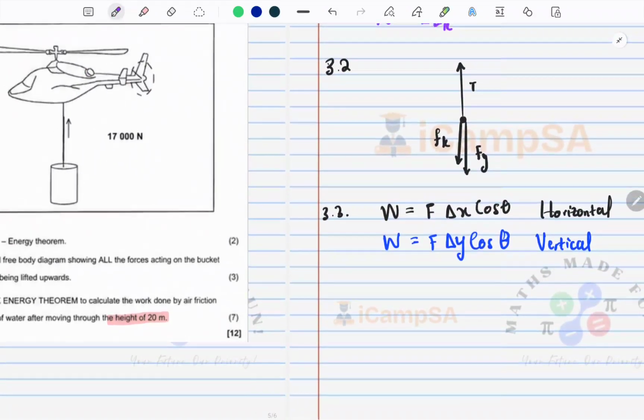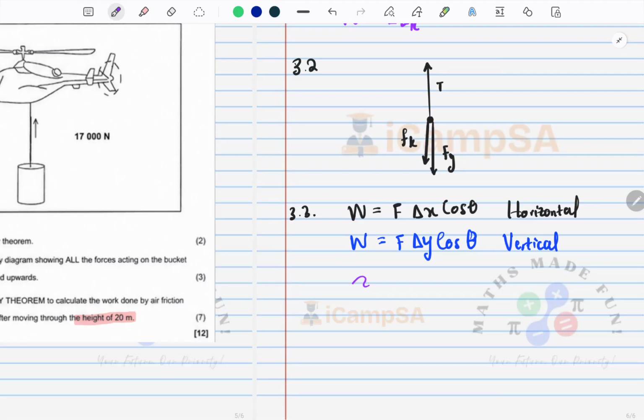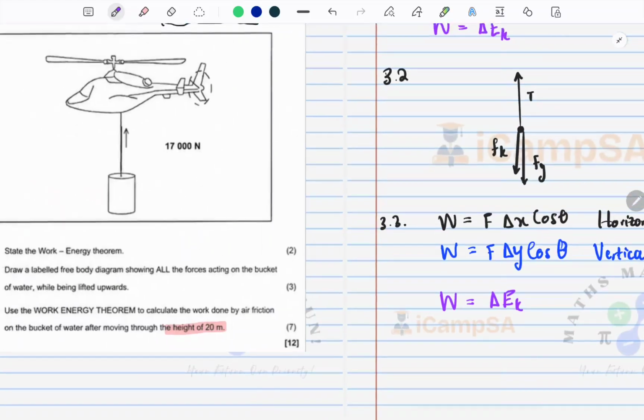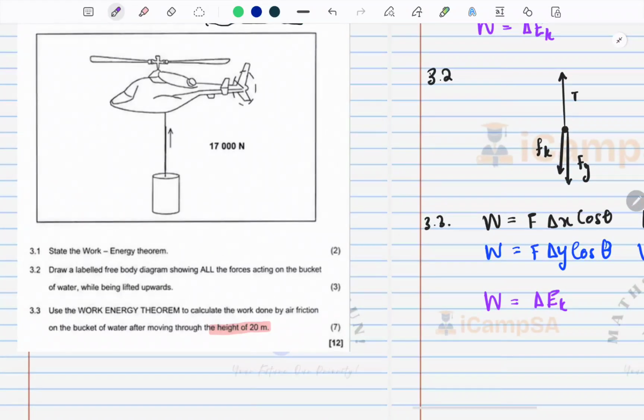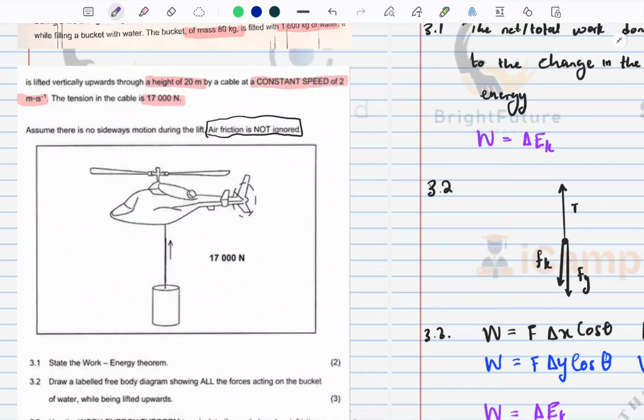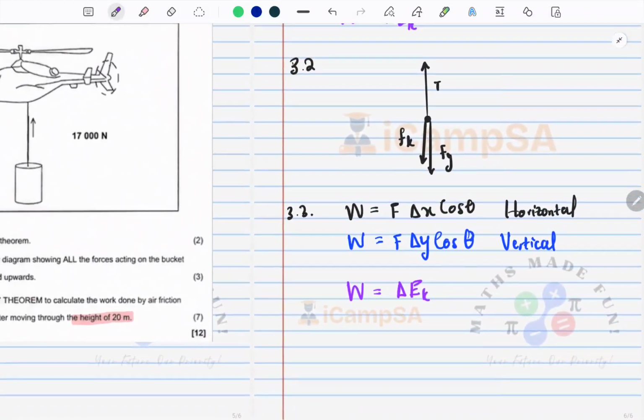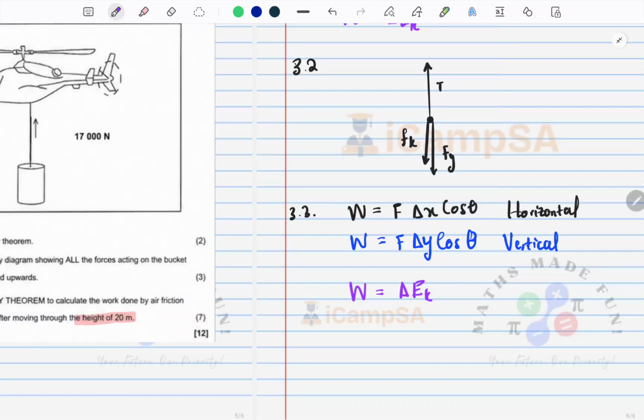Okay, now we know that our work done is equal to the change in kinetic energy of the object. So what should we note here? They said this thing will be moving up at a constant speed of 2. So if we've got a constant speed, it means this change in kinetic energy is not actually going to be anything, it's going to be 0.